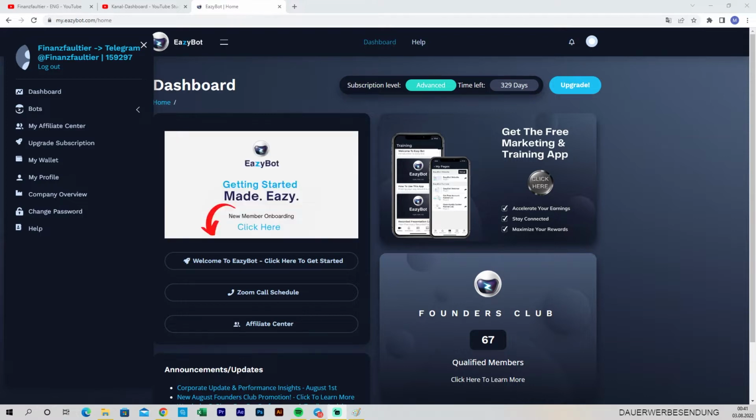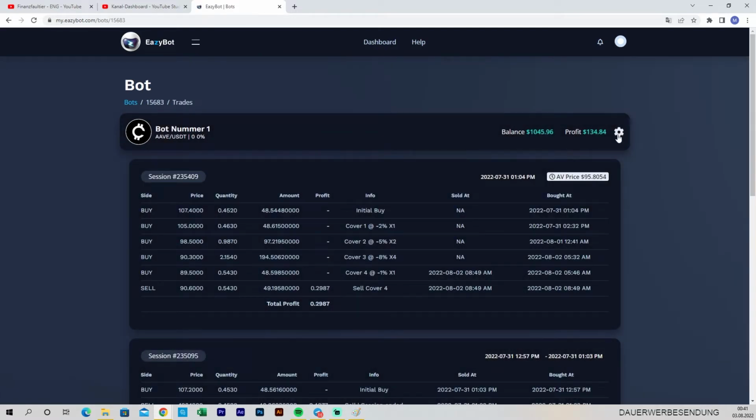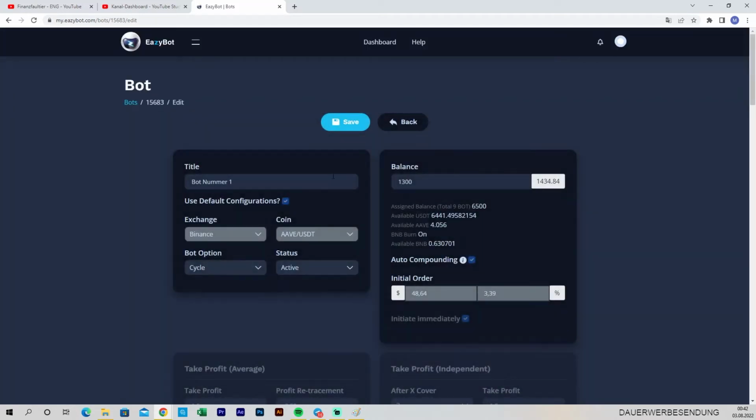Let's go into the bot section to check it out. Let's just take the Eazybot for example. It already made $134 in USDT profits for me over the past, I think, 35 days. When we click on it and go into the settings mode, we'll see all the settings involved. We see that I use the default configurations, which is the presetting by the company.